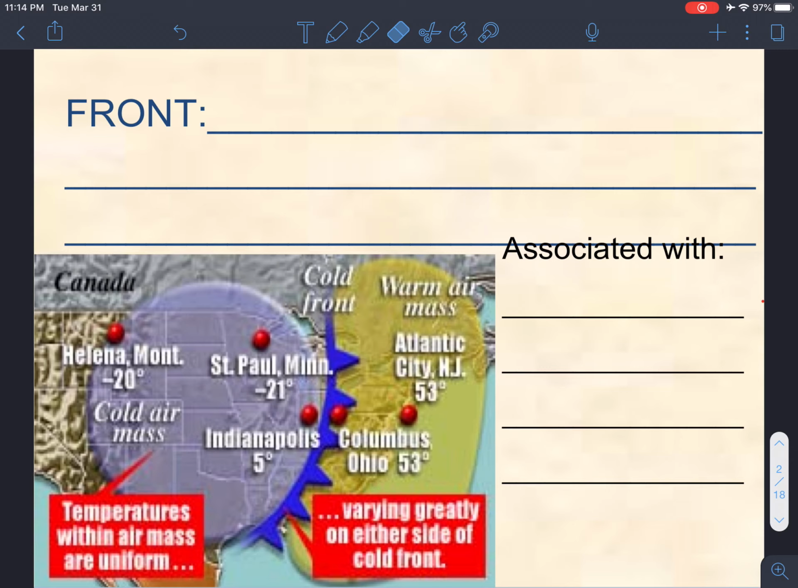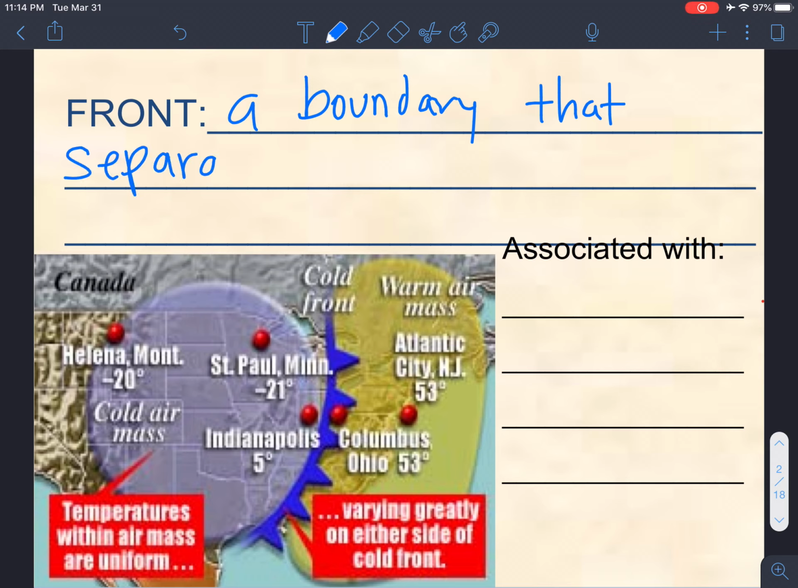So to start off, a front is a boundary that separates two different types of air masses.